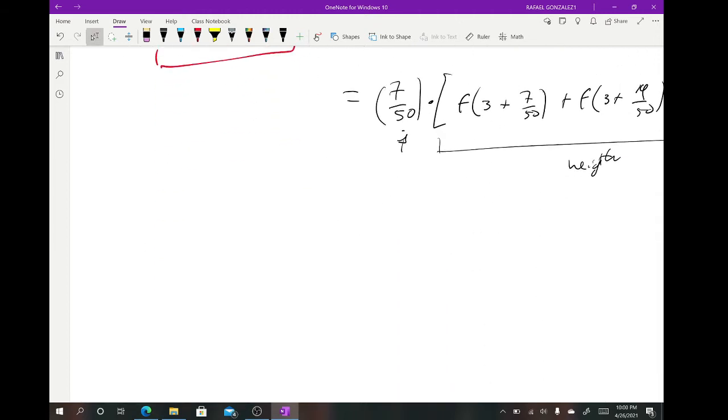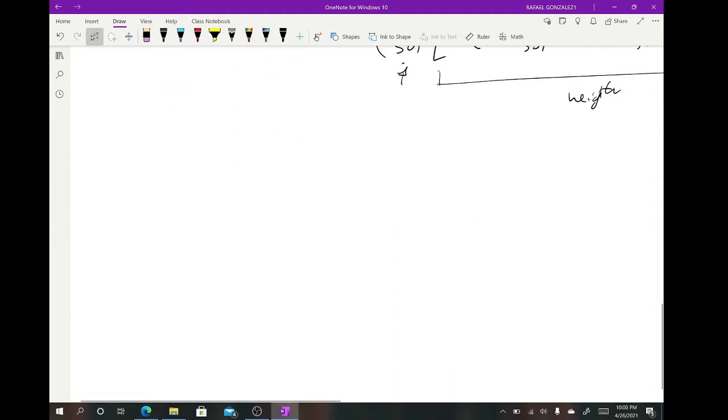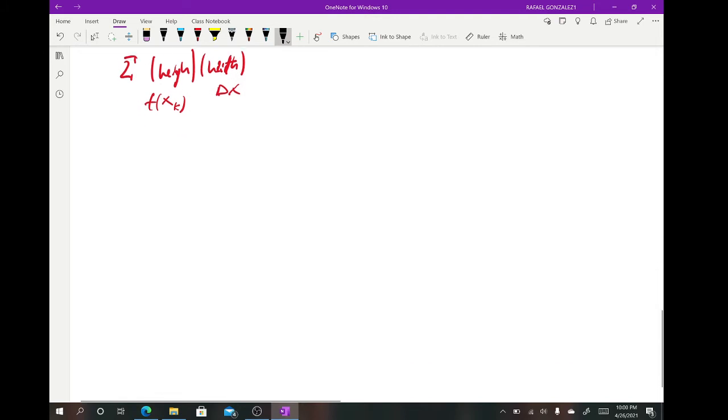If there's anything that you take away from this Riemann sum section, a Riemann sum is just the height times the width, all added together. Okay? This width is given by your delta x. This height is given by f of your xk. All right, so let me actually give you some definitions.